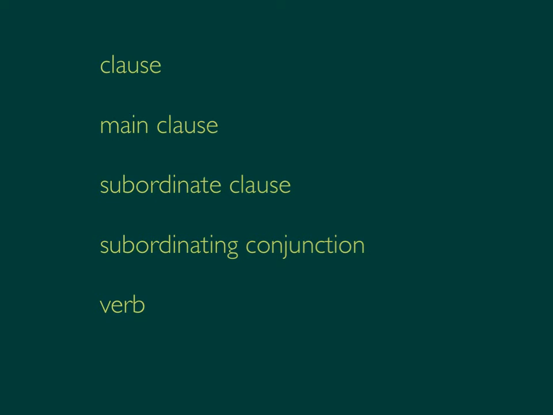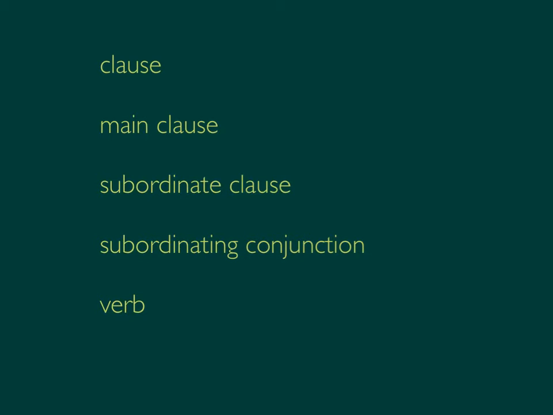There are 5 key terms that you will need to know in order to understand how to use weil in German. The first is clause, the second is main clause, the third is subordinate clause, the fourth is subordinating conjunction, and finally verb. It is no longer good enough to talk simply about writing a sentence in German, particularly where you want to make it more complex.